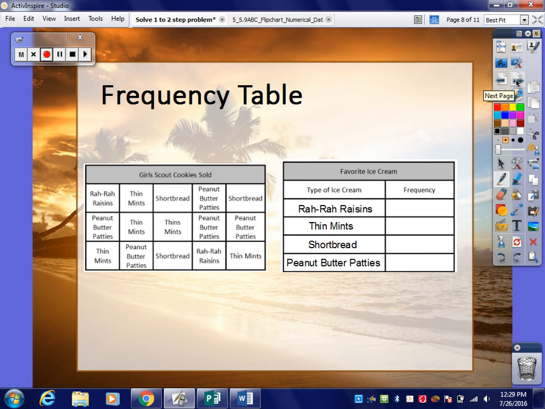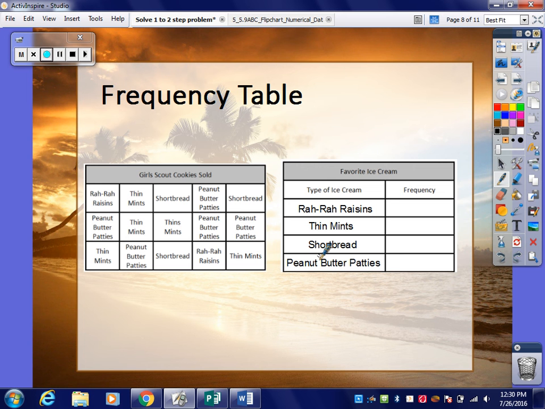And the last data that we're going to look at today is our frequency table. So frequency table, you're going to have different cookie flavors listed, and they're putting in their favorite. So this is an ice cream recipe. So first we have our raw raisins. We have thinless, we have shortbread, and we have peanut butter. If they didn't already have this listed for you, you would just go to your data and fill it in.